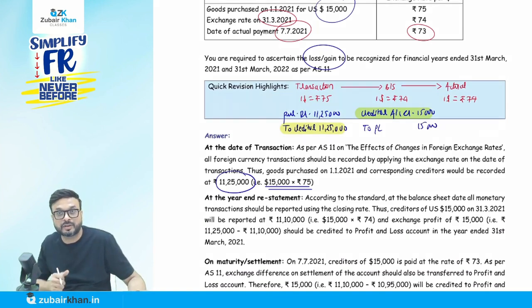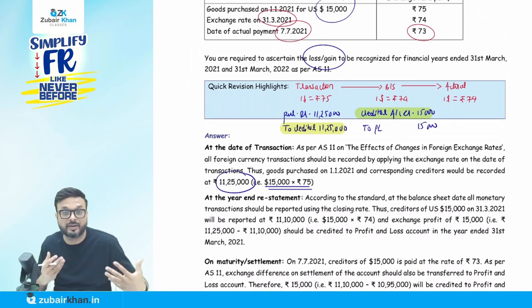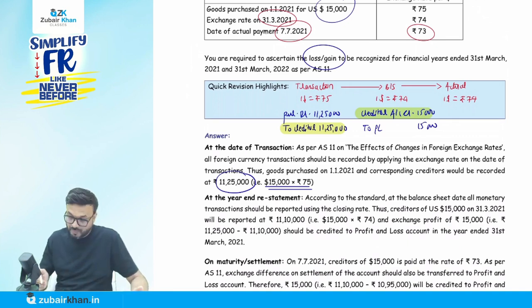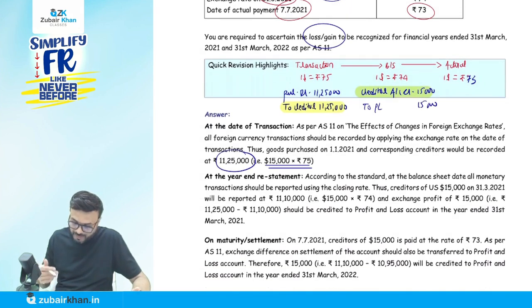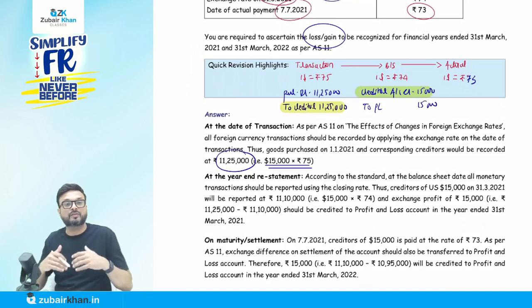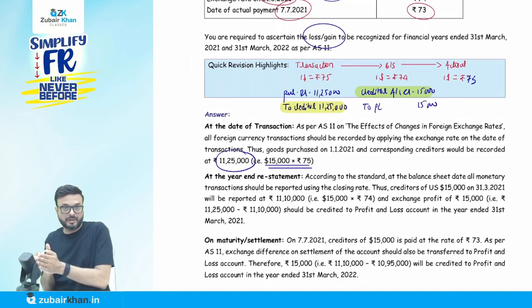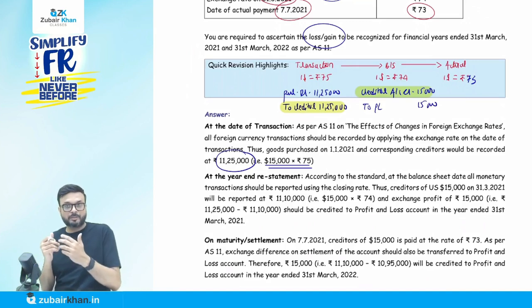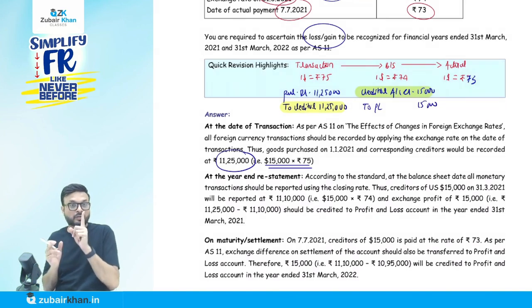When I come to the actual date, the date I have done the payment, the exchange rate was 73. Now this is an exchange gain. What will I do here? I can pass a single entry. The creditor is appearing at 74, so the creditor account will be debited 15,000 multiplied by 74, because I am to pay at the rate 73, a gain of 1 rupee still.